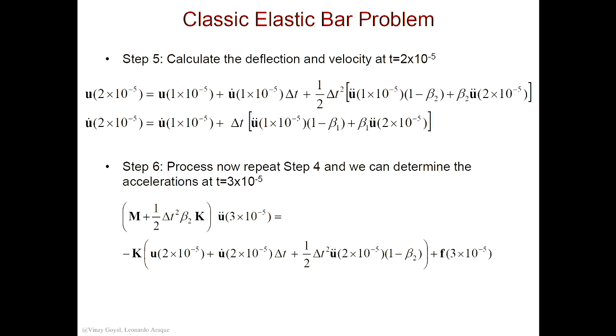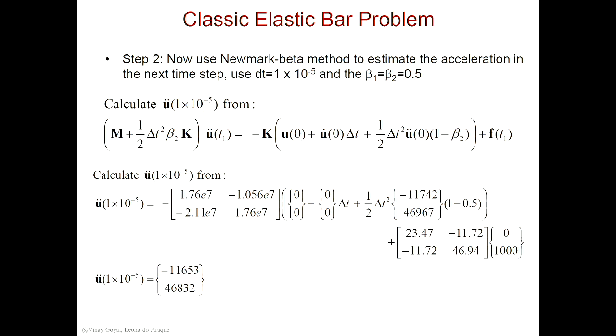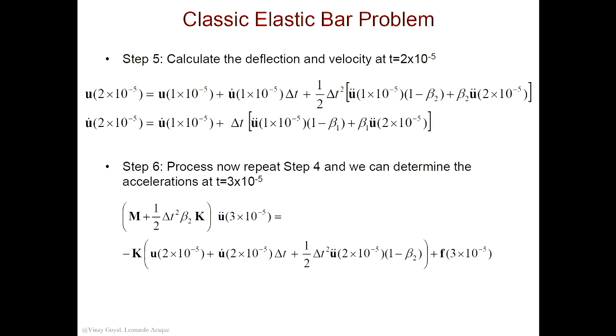And that's what you will do in that step. Then, once you get the accelerations from this step, now I go and calculate the displacements and velocities at that time. And then, once I get this, I get the acceleration at t equals 3 times 10 to the minus 5. And then I repeat from there, because the steps repeat. Once I get that, I get the displacements and velocities, go back over and over here on this page. Keep going here. Okay? You guys follow the steps?